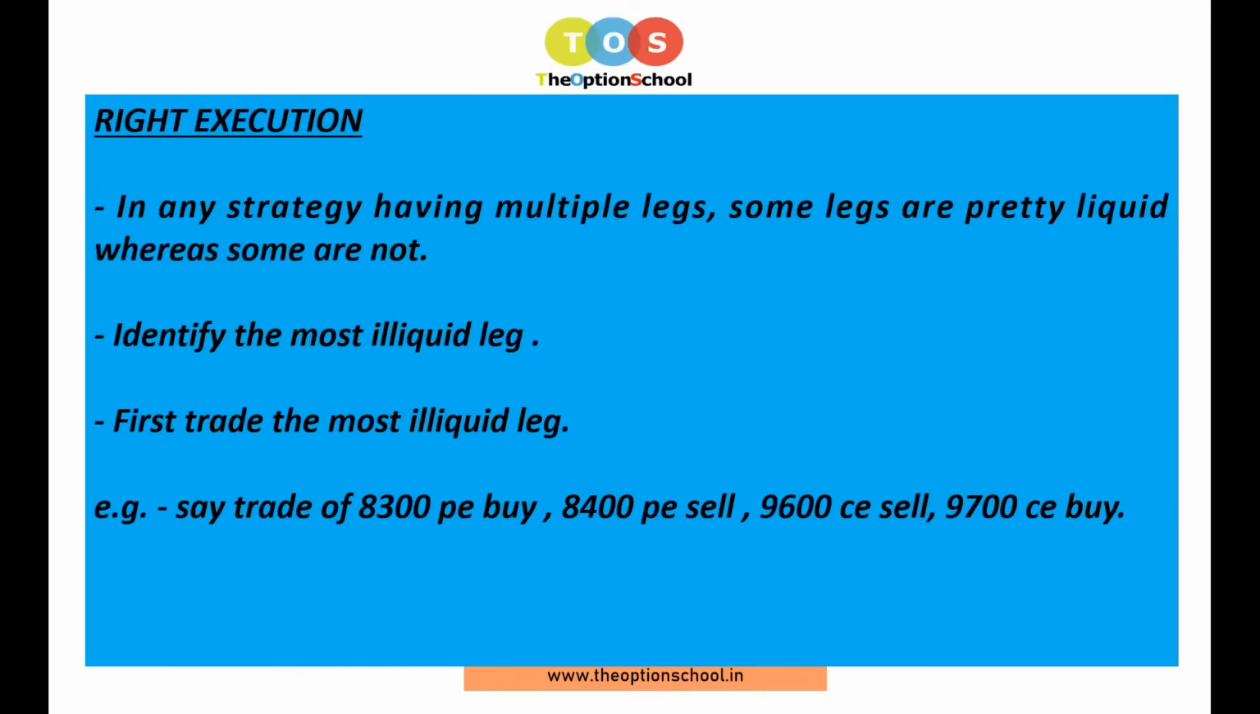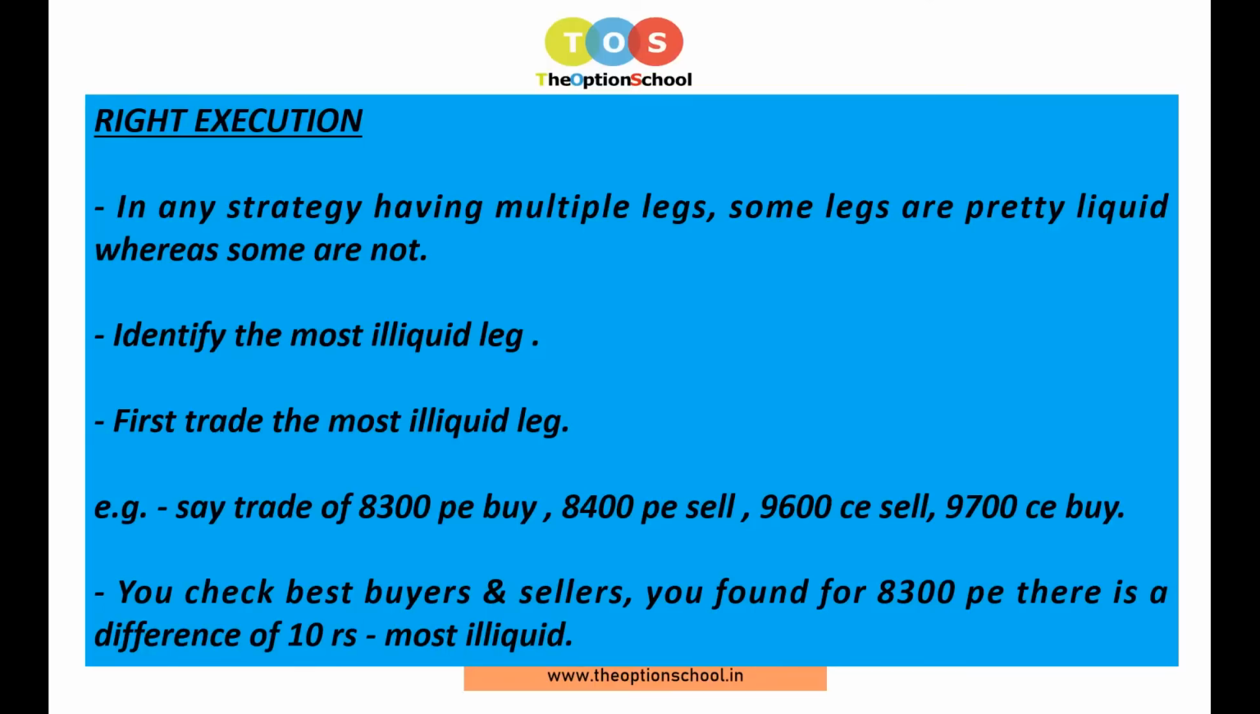Now, first you bring all these 4 legs to your screen and check the best buyers and sellers, and you find that for the 8300 put there is a difference of almost 10 rupees. Let us say the buyer is sitting at 70 rupees and the seller is sitting at 85 rupees. Whereas for all the other legs, 84, 96, 97, there is hardly any difference. A difference of 1 rupee 50 paisa is always okay.